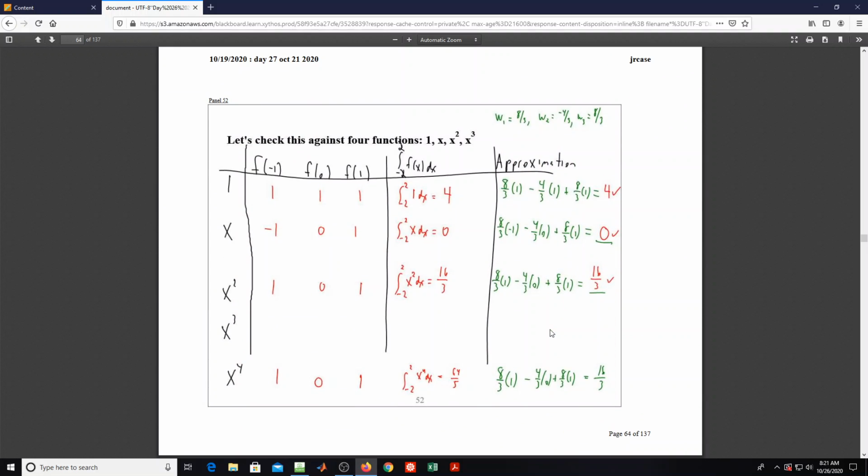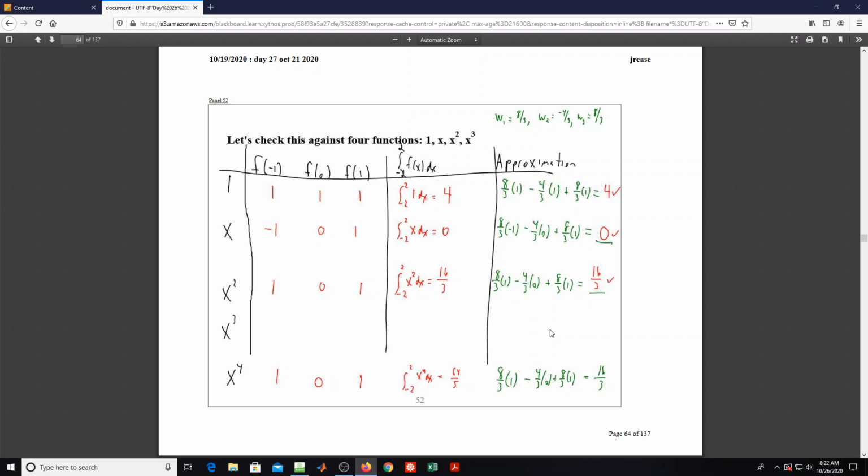Now, let's go ahead and check against the functions 1, x, x squared, x cubed. Here my weights are 8/3, negative 4/3, 8/3. This is the true answer, and here are the function values. Since my first function is 1, I plug in -1, I get 1. I plug in 0 into my function 1, I get 1. You get the idea.